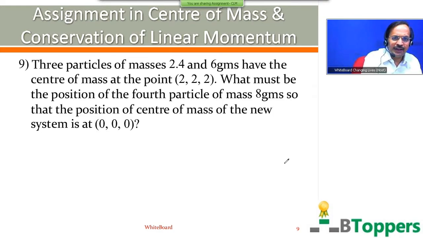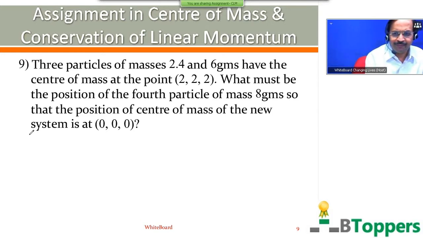Next, look at question number 9. Question number 9 is similar to one of the problems I have discussed earlier. Three particles of masses 2, 4 and 6 gram have the center of mass at the point 2, 2, 2. What must be the position of a fourth particle of mass 8 grams, so that the position of center of mass of the new system is at 0, 0, 0?